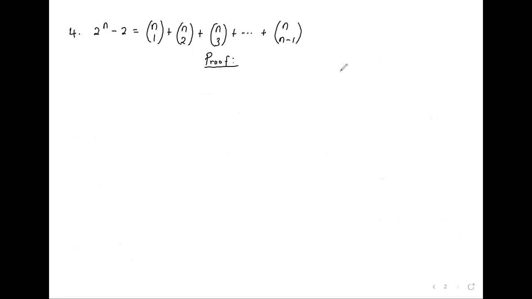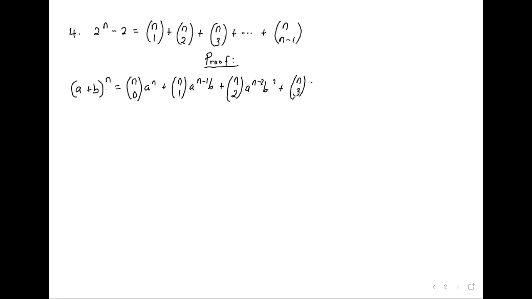When actually we have said, whenever you see such a thing, your first thing to do is you get (a plus b) to the power n, n choose 0 a^n, n choose 1 a^(n-1) b, n choose 2 a^(n-2) b^2, n choose 3 a^(n-3) b^3, up to n choose n minus 1 a b^(n-1), n choose n b^n. You have this.